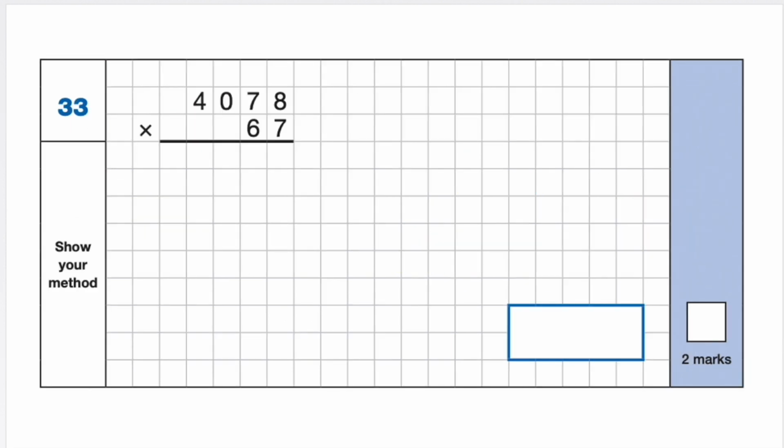Okay, 33, a multiplication, and they always like to put a load of 8s and 7s in these multiplications just to try and catch you out, because they are probably the hardest multiplications. So just take your time. If you want to write out a list of the multiples, that might help. But again, remember, this first line is essentially 7 multiplied by 4078, and the second line is 60 multiplied by 4078. Remember, the 60 is because this is in the tens column.